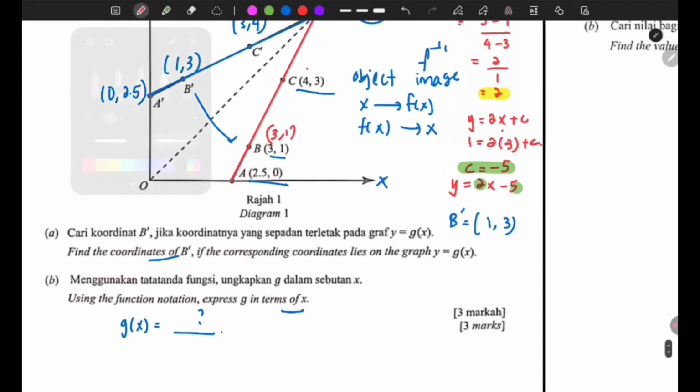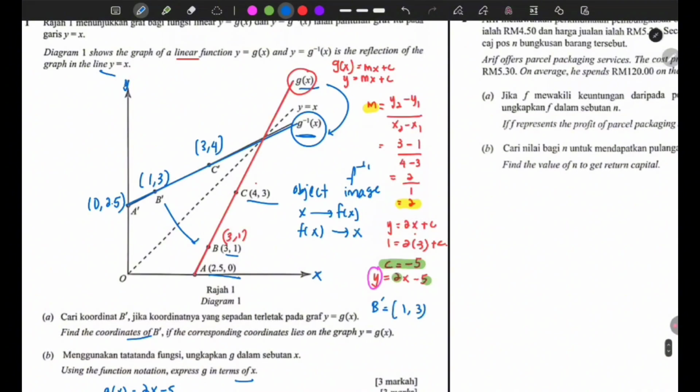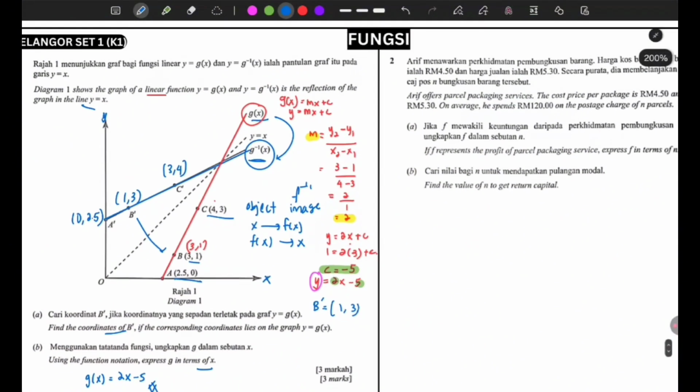But just change one thing. Don't forget your y changes to g(x). So the equation of the straight line will be g(x) = 2x - 5. Done. Ta-da! It's so easy, guys. So we're done with the Selangor paper.